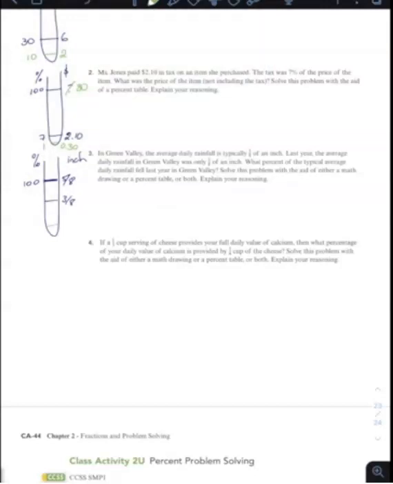We could go down to 1/8. So a fifth of that is 20%, and then 3/8 is going to be 60%.